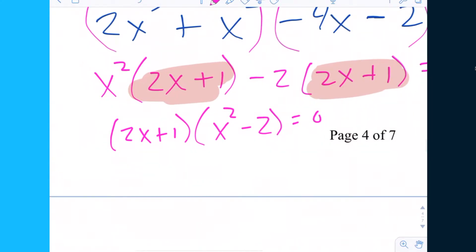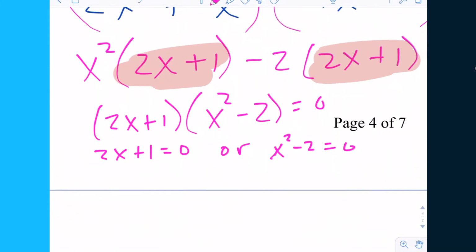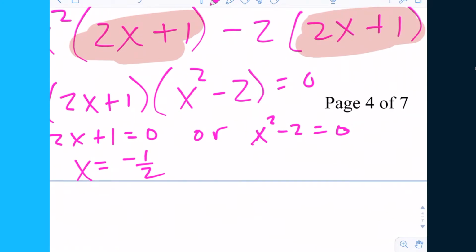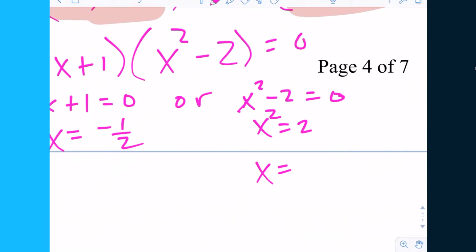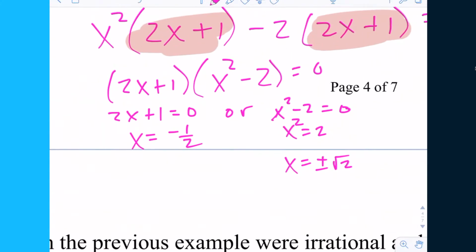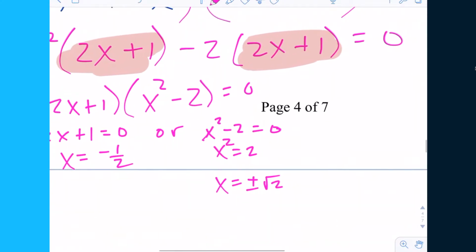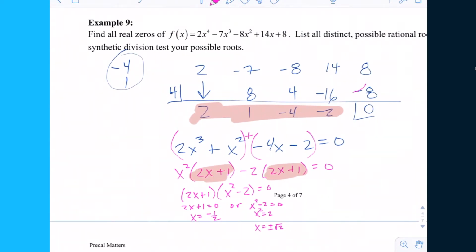So from there, you can now set each of those factors equal to 0 by the zero product property, and you can solve those individually. Now this one here, you could probably just look at it and say it's -1/2. This one here, if you separate, you get x squared equals 2, and what do you have to remember to not forget to do when you extract the square root? Plus or minus the square root of 2. So that gives me 1, 2, 3 more roots plus the 4 that we found by trial and error.